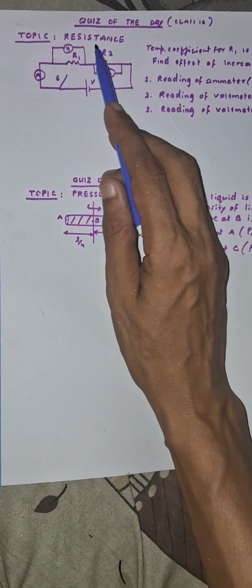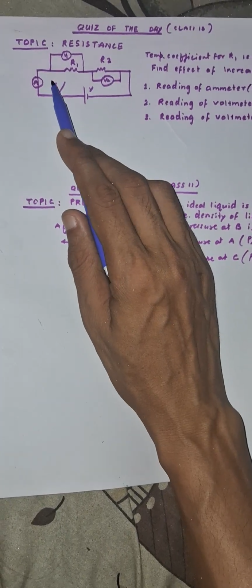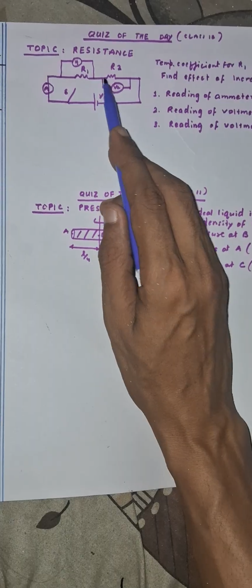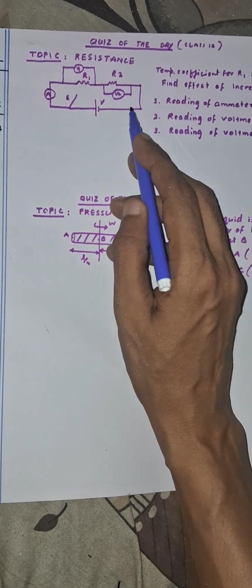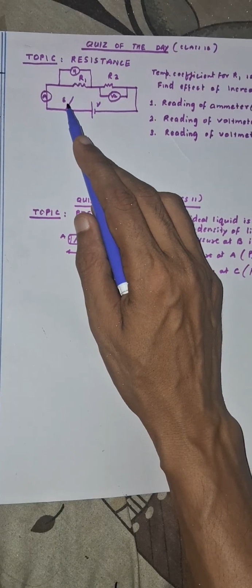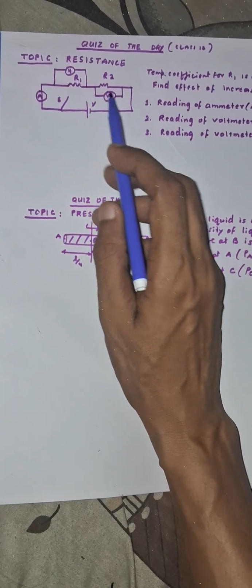This is for class 12th, and the topic is resistance. So, as you can see over here, there is an electrical circuit comprising two resistances R1 and R2 connected to a battery of voltage V, and the source here is S, and there is an emitter connecting the system.